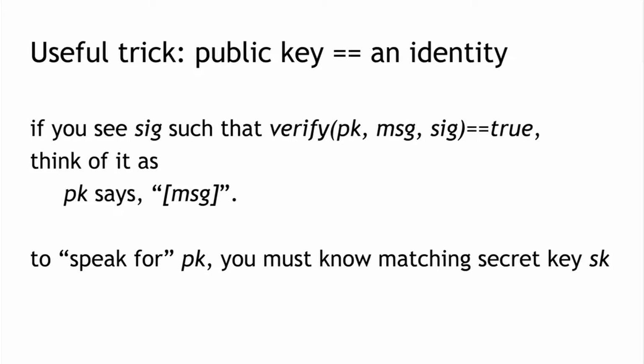And if you think about it then, for someone to speak for PK, that is for someone to be able to make statements that will be seen as coming out of PK's mouth, you have to know the matching secret key, SK. And so if you know the secret key that corresponds to the public key, PK, then you can sign messages with that secret key. And what you're doing essentially is making statements on behalf of that public key. And that means that there is an identity in the system which only you can speak for. And of course, that's what you want an identity to be: something that one person can speak for or on behalf of that everybody can see.